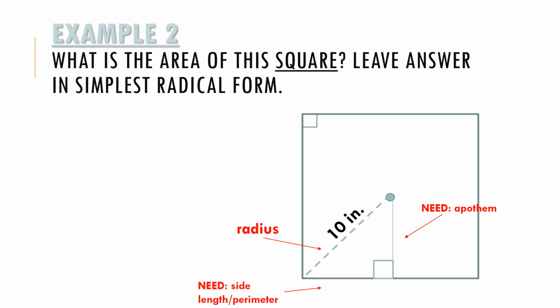And then we also are going to need the side length or the perimeter of our square, right, so that we can find that apothem times perimeter piece. So hopefully we can find the side length of this triangle right here and then use that for the square. So think about a square briefly.